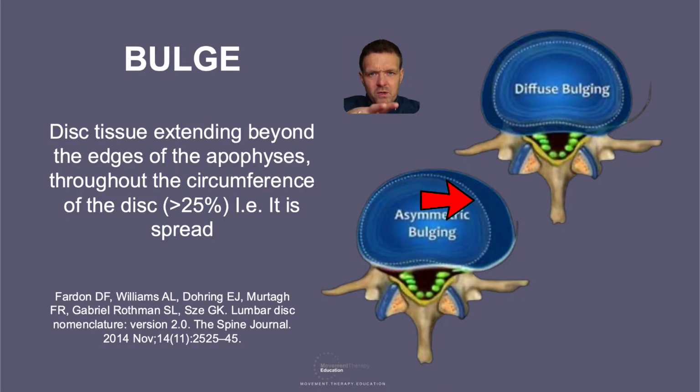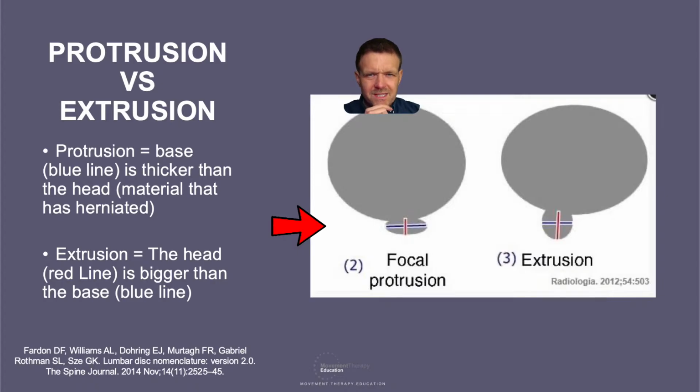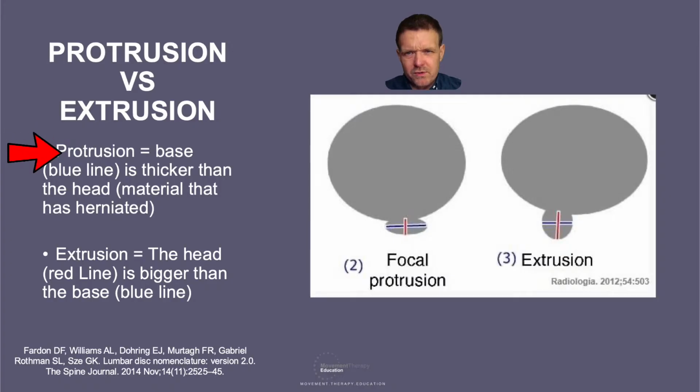So we can have a bulge but without a leakage, if you like. So they can bulge without actually herniating. And then we've got protrusions and extrusions. So a protrusion is when the base, the blue line in this image here, is thicker than the head, which is the red line. So when the base is bigger than the head, it's called a protrusion.